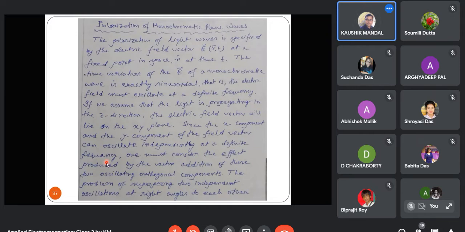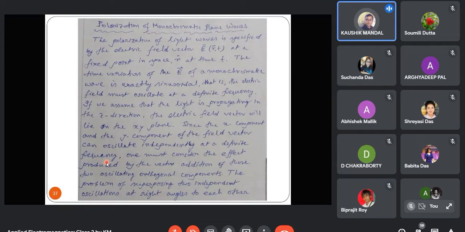Now, as we are considering the electric field as a vector lying on the xy plane, it has two components, one x component and another y component. What about these two components? Again, these two components will oscillate independently at a definite frequency, the same as the oscillating frequency of the electric field vector.